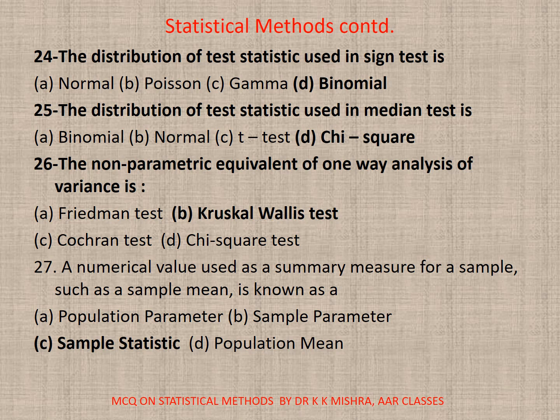26. The non-parametric equivalent of one-way analysis of variance is A. Friedman test, B. Kruskal-Wallis test, C. Cochran test, or D. chi-square test. Correct option is B. Kruskal-Wallis test.